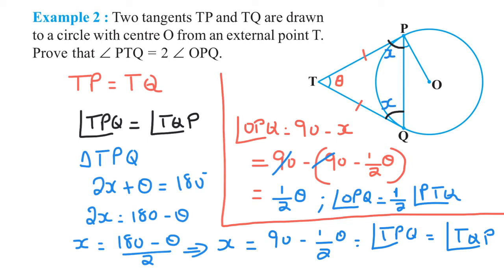It's very simple. First, mark the angle as theta. We know that this full angle is 90 degrees. We begin with the isosceles triangle, find out what is this angle, and then subtract it from 90 degrees.